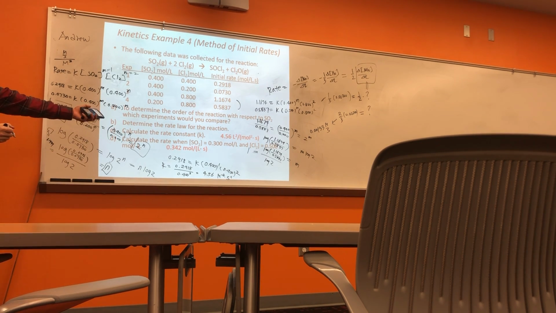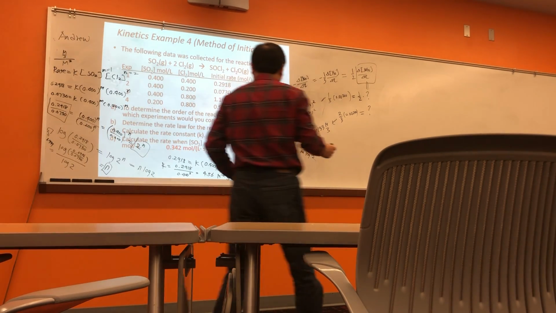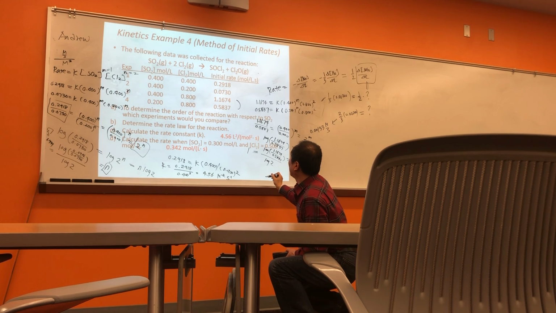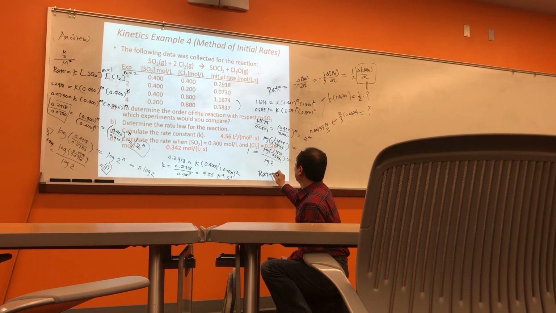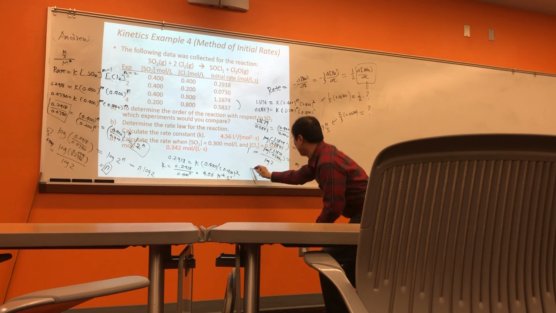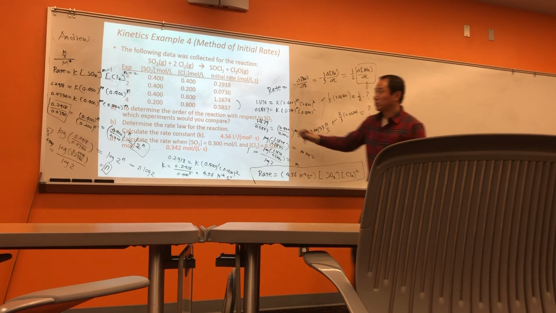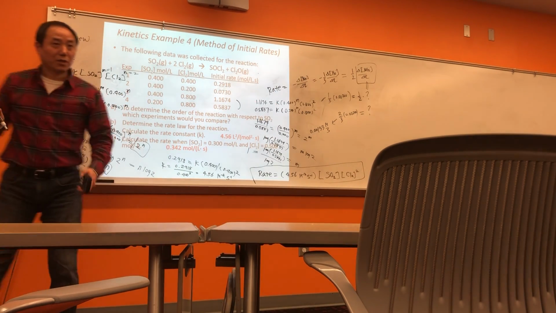So we have everything, k and n. So it's time to write the rate law. So our rate law is, in the end, rate is k, 4.56, times SO2 to the first power, CO2 to the second power. This is our rate law. So you should be able to write your rate law once you are given data. Okay?